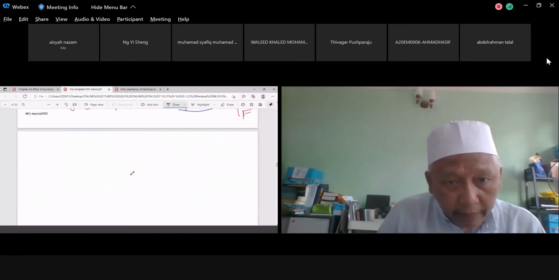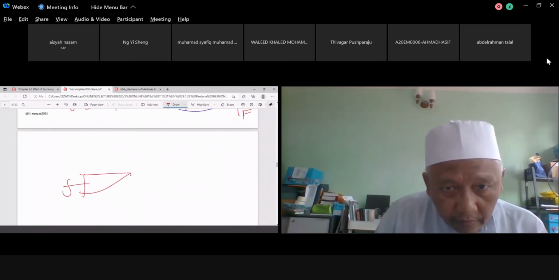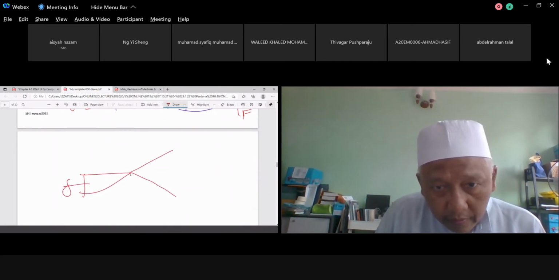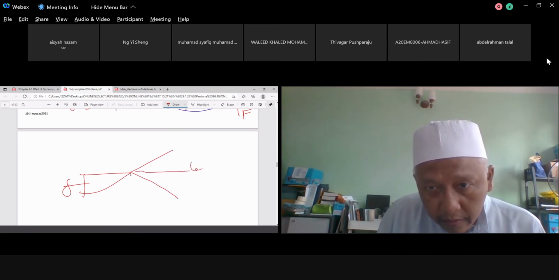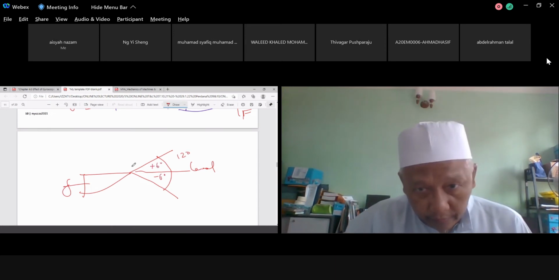This is the ship. Level. This one is 12 degrees just now, extreme. So we have +6 and -6 degrees. Okay, your question is why, yeah?